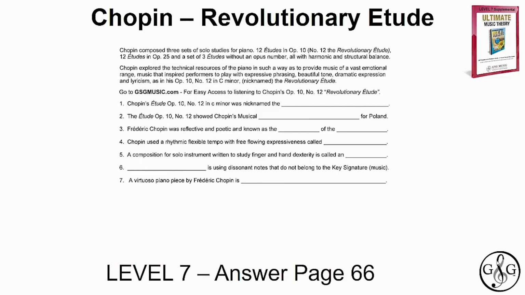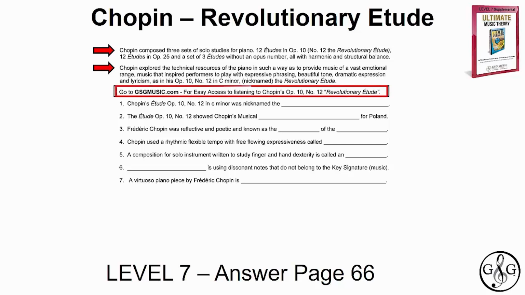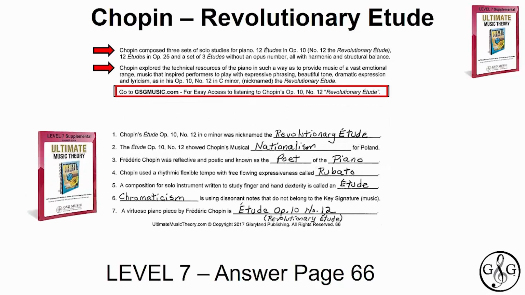Now, as we tell the story about Chopin's revolutionary etude, we learn about Chopin's ability to inspire performers, to play with expressive phrasing and beautiful tone and dramatic expression and lyricism. Now, we simply go to GSG Music for easy resources to listening to Chopin's Revolutionary Etude. And in the Level 7 Answer Book, page 66, you can see how students complete their answers while they're listening to the music, and this kind of brings it all together. Does that make sense? Okay.